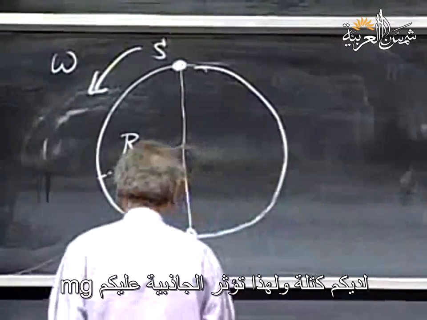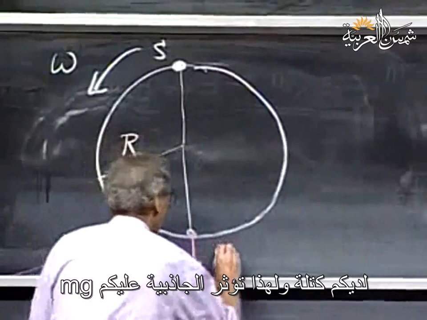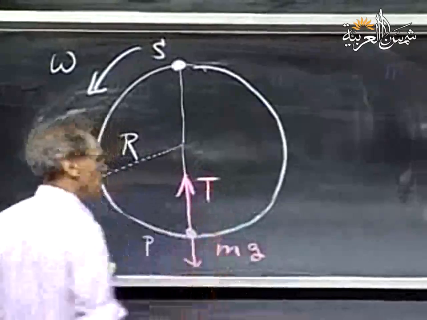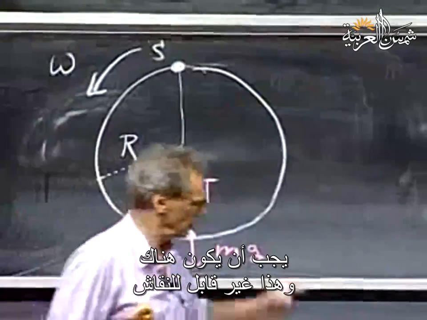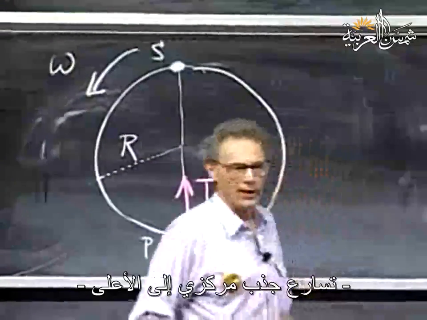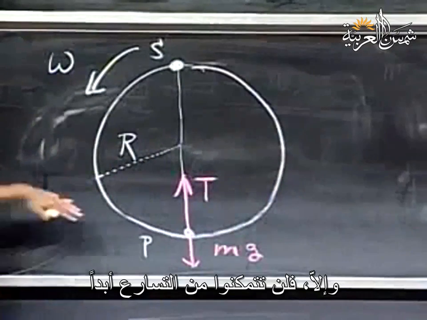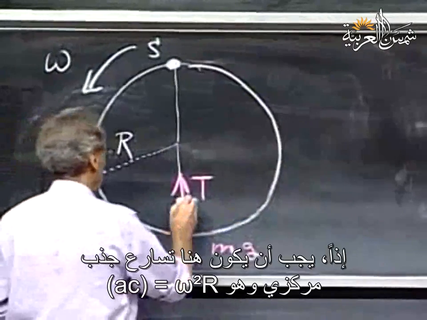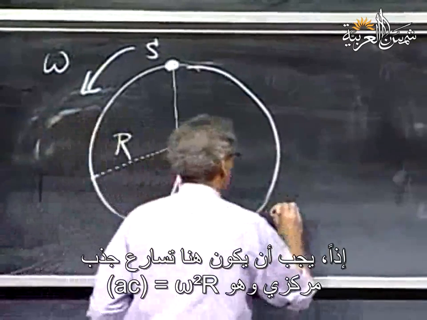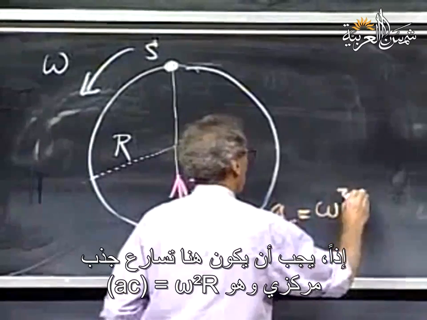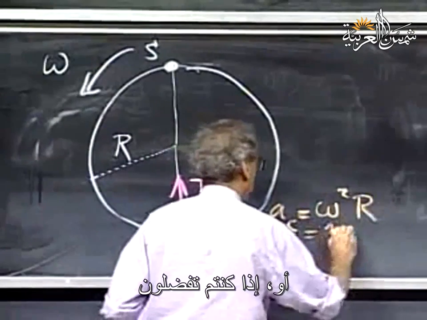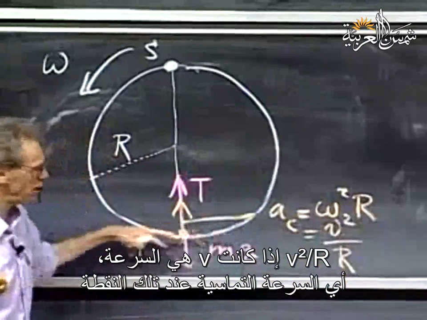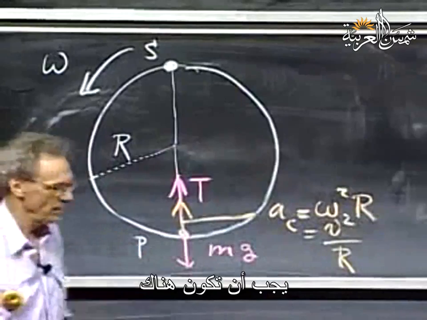You have a mass, and so gravity acts upon you, mg. There is tension in the string, T. There must be, this is non-negotiable, a centripetal acceleration upwards. Otherwise, you could never do this. Remember from the uniform circular motion. So there must be here a centripetal acceleration which is omega squared r, or if you prefer, v squared divided by r, if v is the tangential speed at that point. It must be there.